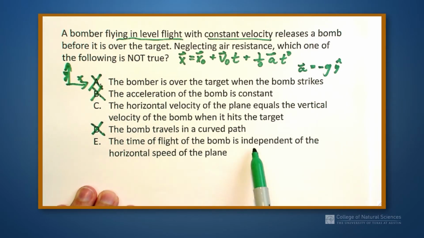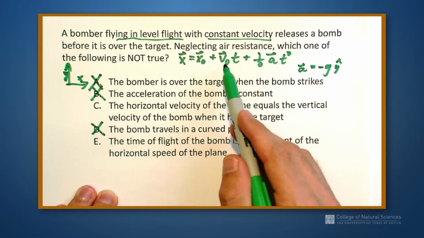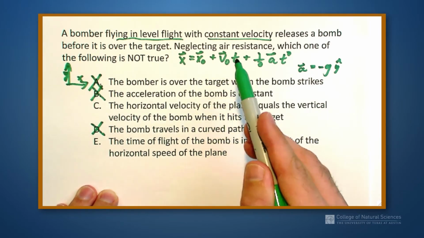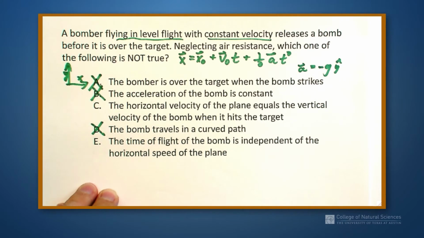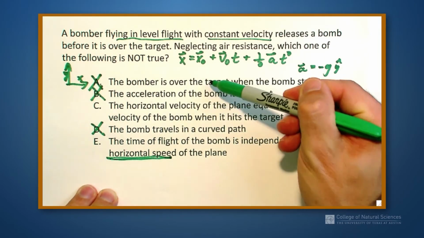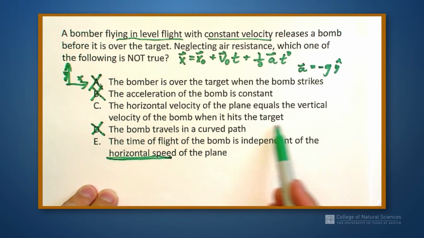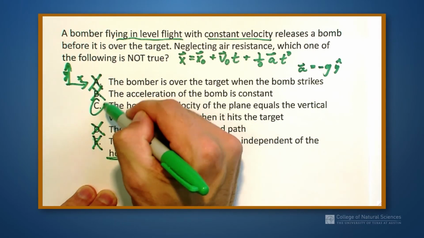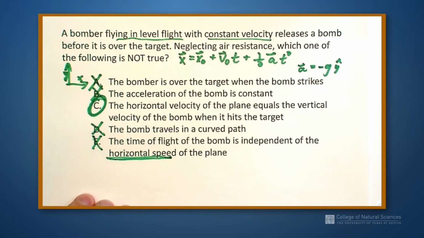The time of flight of the bomb is independent of the horizontal speed of the plane. In a lot of these kinematic problems, the time that it takes for the bomb to get from where it starts to the ground is actually what determines how long this problem lasts. So the horizontal speed gains nothing because we stop our clock when the bomb hits the ground, which is vertical. Doesn't matter where horizontally it lands. So the remaining one must be the right answer, just because we've eliminated everything else.